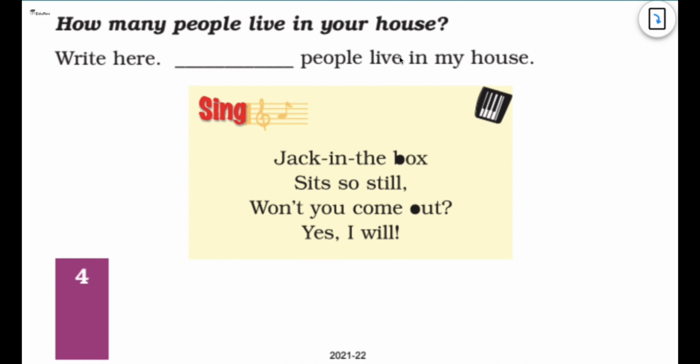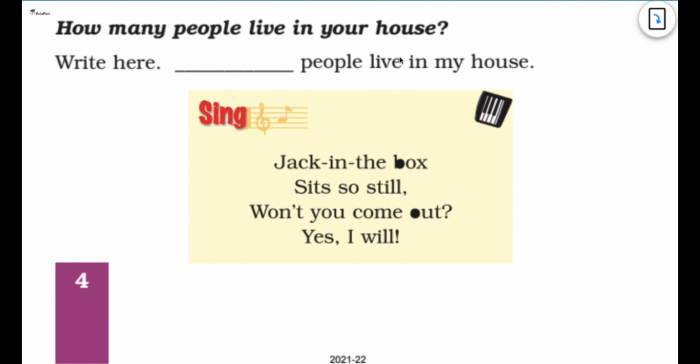Next, how many people live in your house? Now, in my house, there are around 6 people. So I'm going to write 6 here, or S-I-X, 6. And you have to find out how many people live at your place, in your house, and then you have to write the number here.